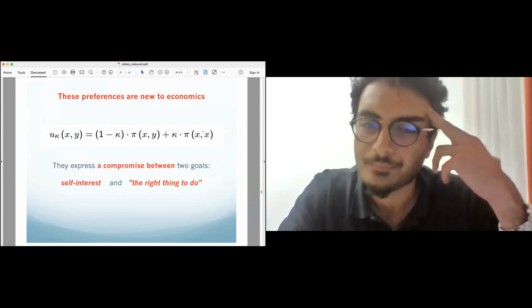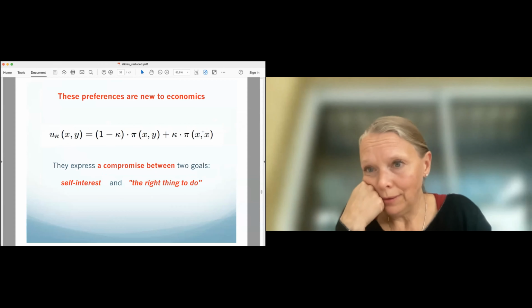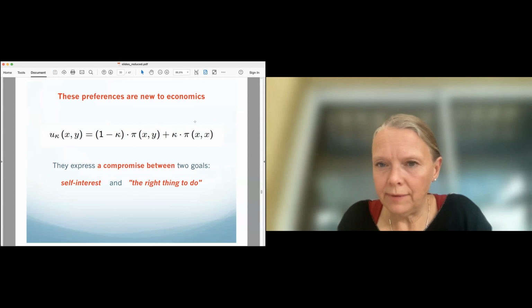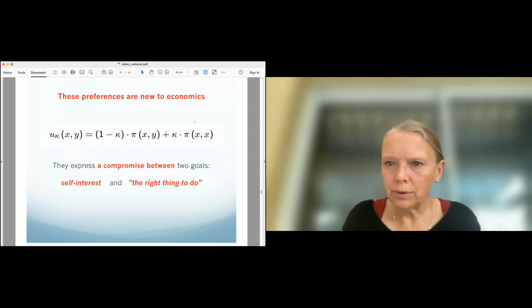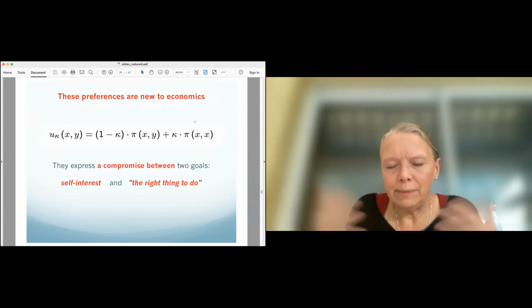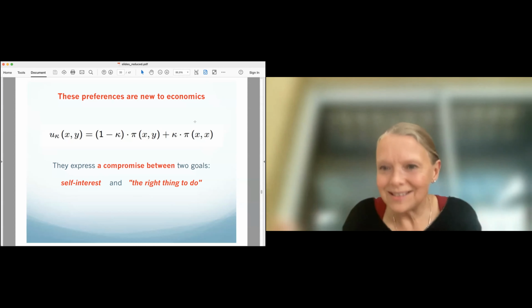Okay, so it's not conformity. It's different from wanting to align one's behavior with others' behavior. That would be a kind of conformity, right? If I know that you're contributing this or that much to a public good, maybe I want to do the same. Maybe I think it's a social norm and I want to conform to it. No, this is different, right?